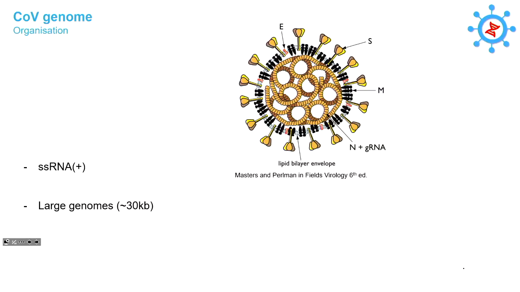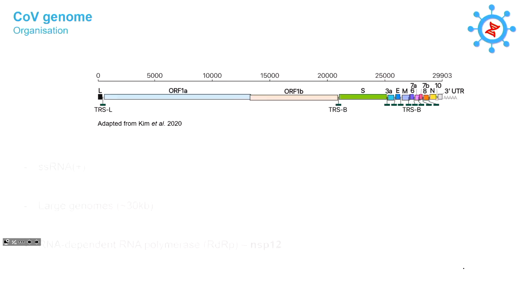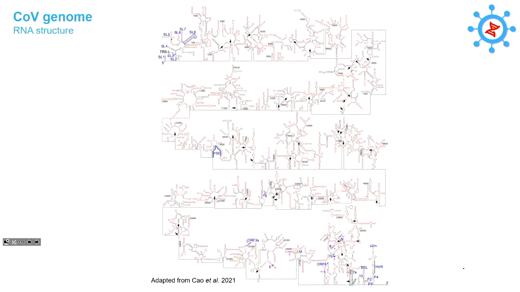Coronaviruses are positive-sense RNA viruses. They have a large genome, and therefore they need an RNA-dependent RNA polymerase to replicate their genomes, which is nsp12. I'm sure you're all familiar with this kind of genome representation, but in reality it looks a bit more like this, so it's highly structured, and these structures are probably very dynamic, which poses quite a big challenge for the polymerase to replicate it.